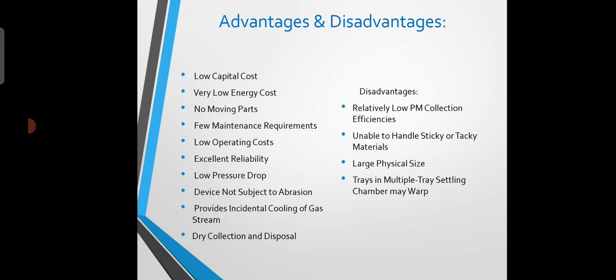So the advantages and disadvantages of this gravity settling chamber are: they are low cost, low in energy, there are no moving parts, maintenance is easy and operating cost is low, so they are more reliable. There is low pressure drop and the device is not subjected to abrasion. The disadvantages are relatively low collection efficiency, a larger physical size, and trays in a multiple tray settling chamber may warp.